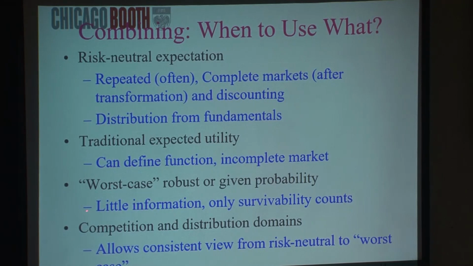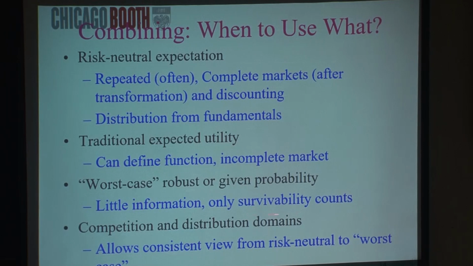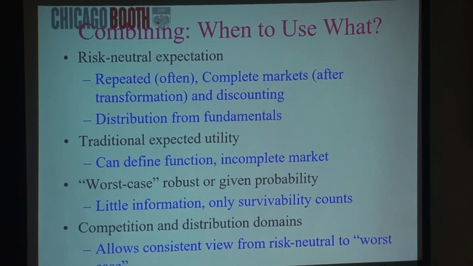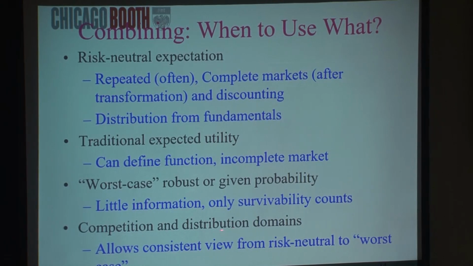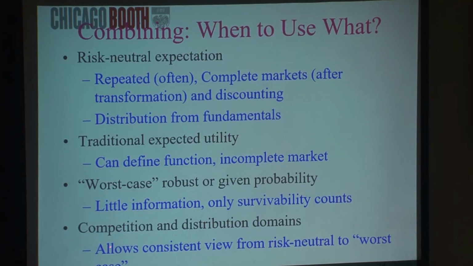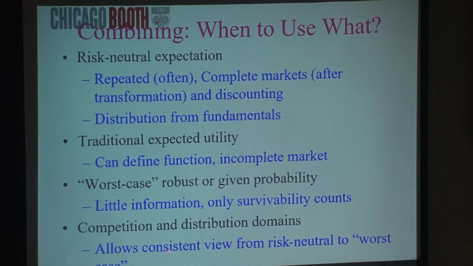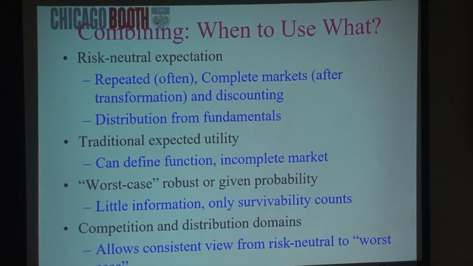The worst case kinds of results, robust results, or like VaR kind of results, they're useful when you have limited information and you know that it's only survivability that counts. So if it's only the fact that you have to meet a certain target that really matters, then these models make a lot of sense. And then, like I said, if there's competition, and then looking at competition in different areas, they can be consistent because they can give you anything from risk neutral to a worst case.